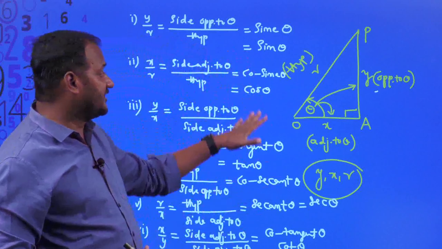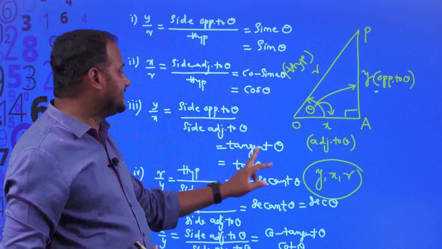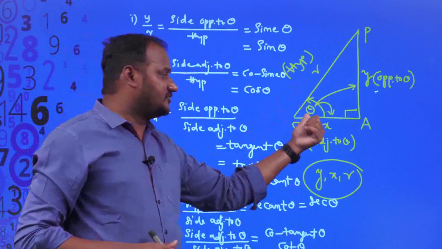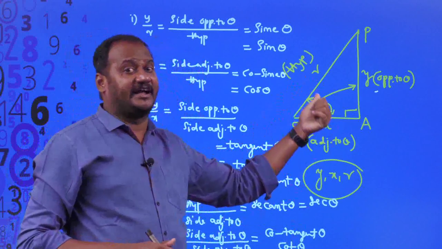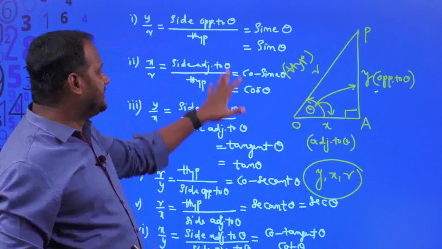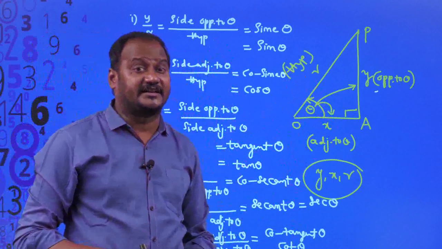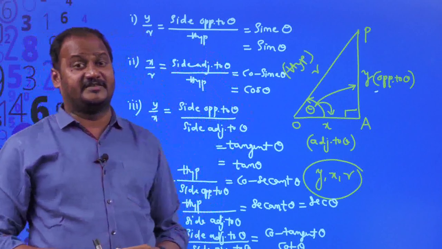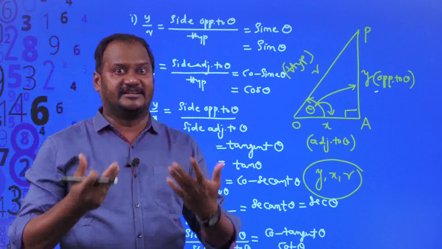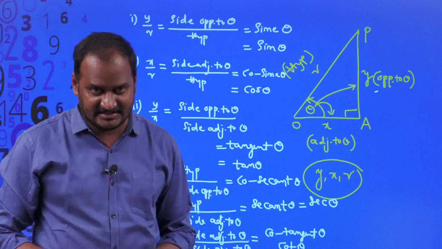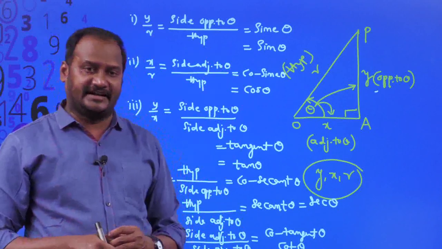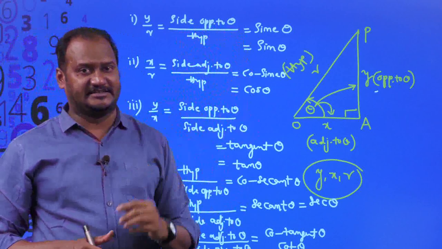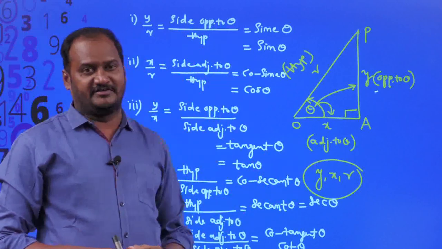These six trigonometric ratios, sine theta, cos theta, tan theta, cosecant theta, secant theta, and cot theta, are defined according to an acute angle theta of a right angled triangle. So all these six ratios are said to be trigonometric ratios, and these are the definitions. How is sine theta defined? If theta is an acute angle of a right angled triangle, then side opposite to theta by hypotenuse is said to be sine theta. Like that, the other five trigonometric ratios.